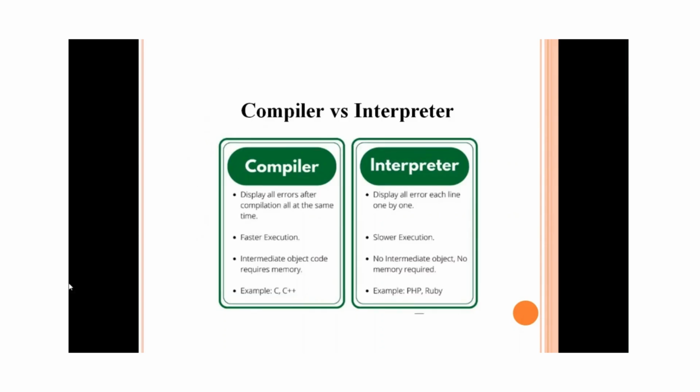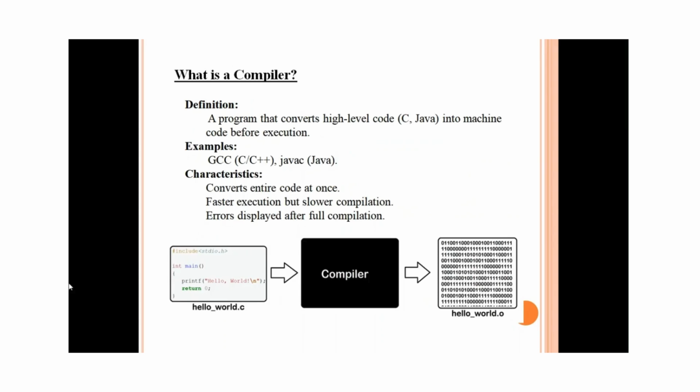Our next topic is compiler versus interpreter. These are the basic differences between the compiler and interpreter. The compiler displays all errors together after the compilation. Faster execution. The intermediate object requires memory. Coming to the interpreter, it displays the errors line by line. Slower execution, no intermediate object, no memory requirement. The major examples are C, C++, PHP, Ruby, and Python. Let us discuss this deeply in our next slides.